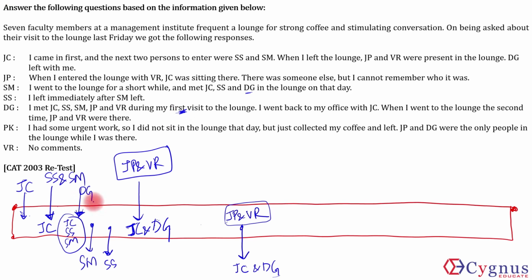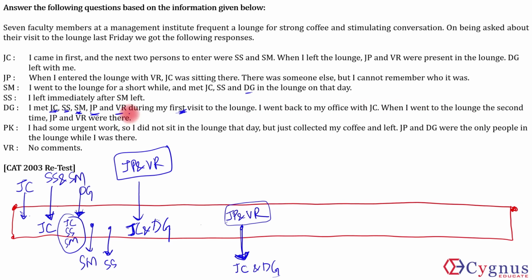So when DG comes in, he meets JC, SS and SM. Correct? When JP and VR come in, DG is already there in the lounge, so he meets JP and VR also, and then he leaves along with JC. So that's what is happening. He meets all these five people during the first visit. "I went back to my office with JC," so he's going back to the office along with JC.